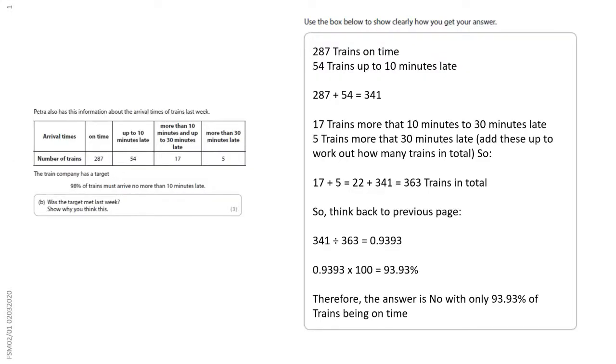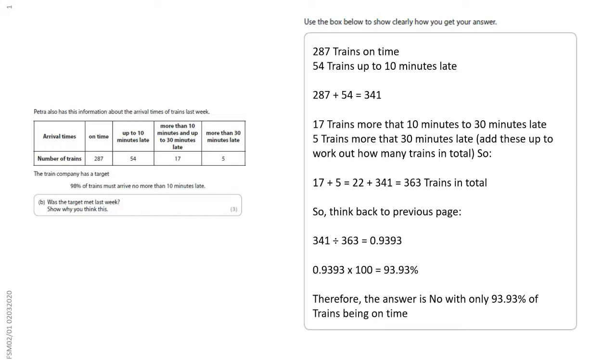Continuing on the theme of this particular angle of the paper, we're continuing with our theme of trains. Petra has information about arrivals of train times last week. We have the arrival times listed across the top and the number of trains listed across the bottom of the table. We are told the train company has a target of which 98% of trains must arrive no more than 10 minutes late. Was the target met last week? What do we think? We have to prove this. We know that 287 trains were on time, and 54 trains were up to 10 minutes late, which is our threshold.